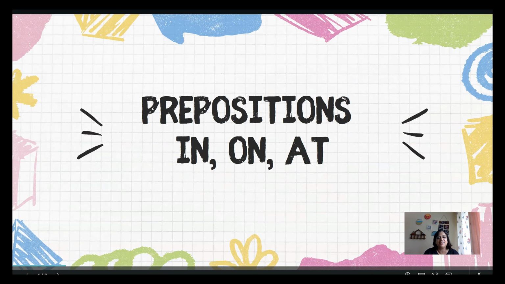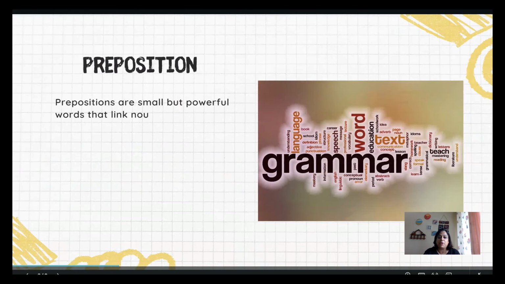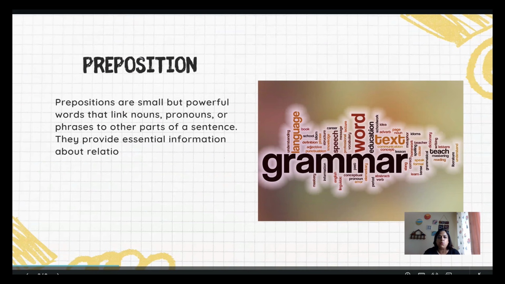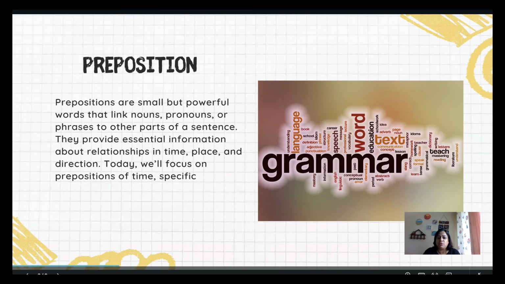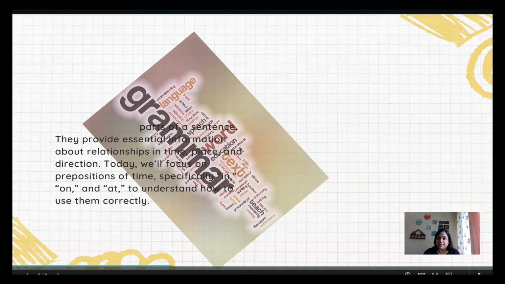Hi everyone. Today we are going to understand prepositions, and we are going to focus on three prepositions: in, on, and at. First, we understand what prepositions are. Prepositions are small but powerful words that link nouns, pronouns, or phrases to other parts of a sentence. They provide essential information about relationships in time, place, and direction. But today, we'll focus on prepositions of time, specifically in, on, and at, to understand how to use them correctly.